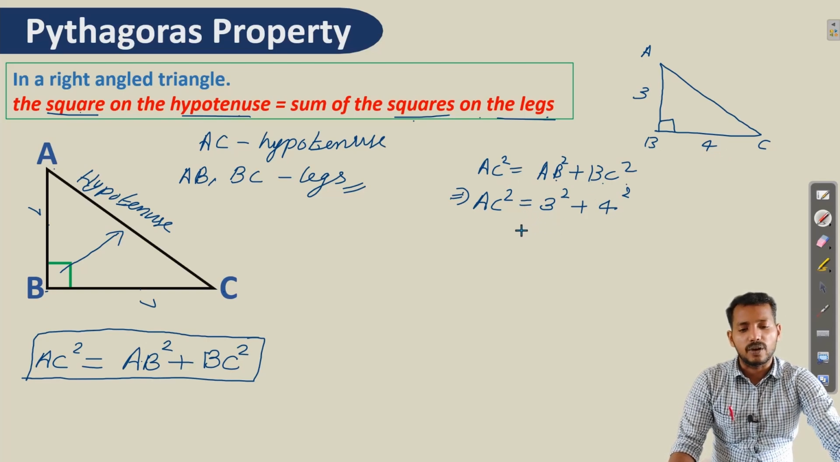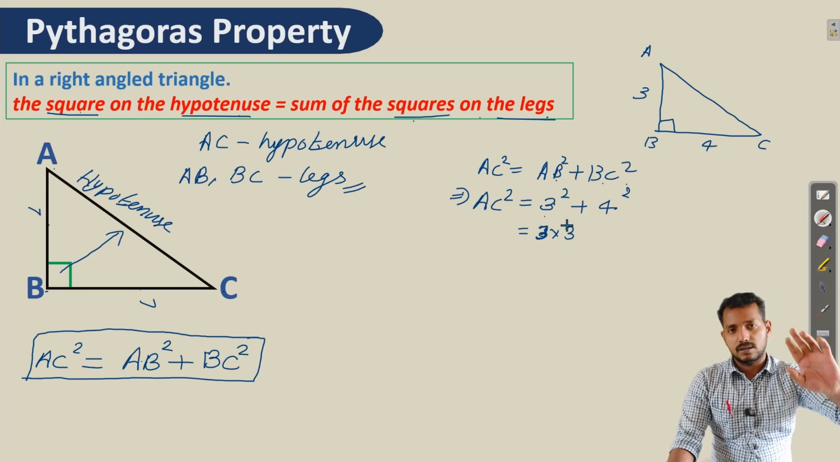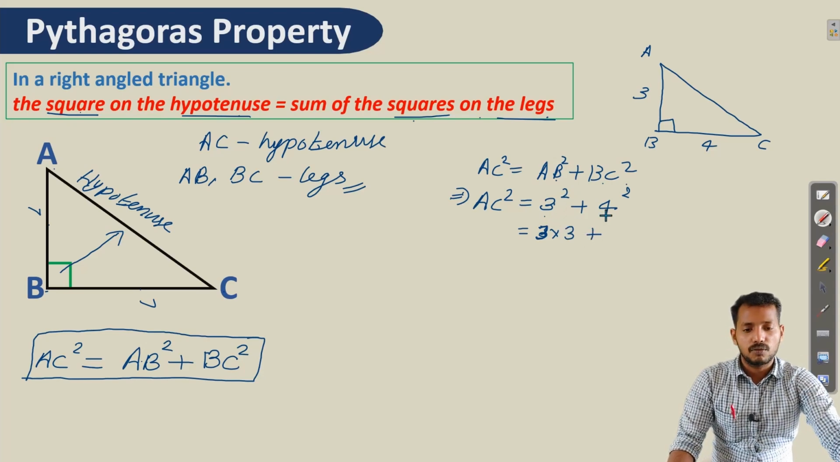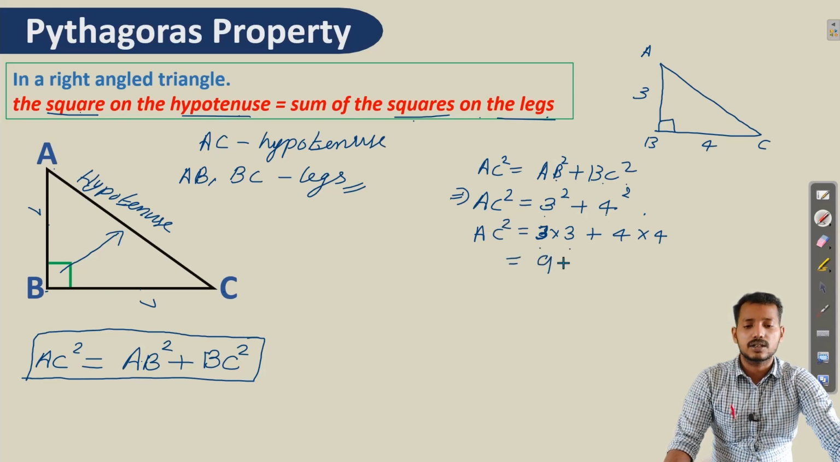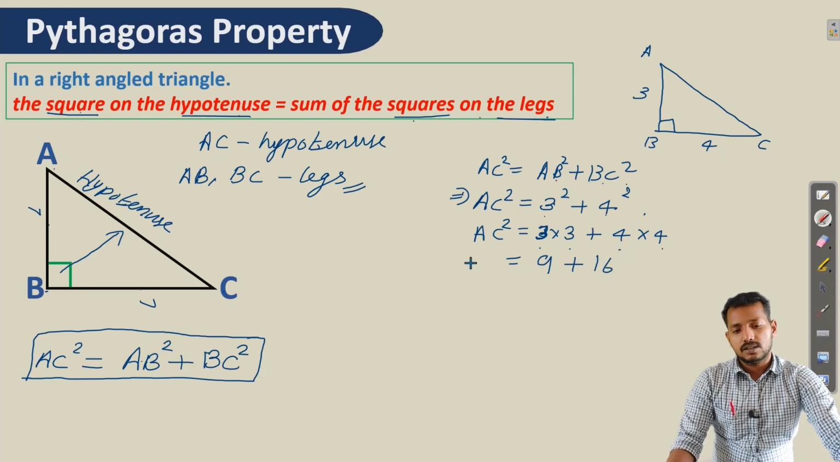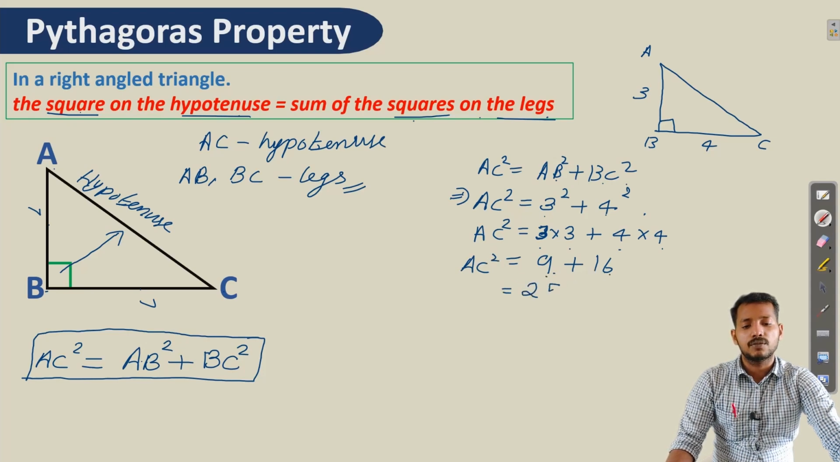What is the meaning of this square? Which is equal to 3 into 3. If anybody has any confusion with the square, 3 square means 3 multiplied by itself, 3 into 3, plus 4 square means 4 multiplied with 4 itself. So AC square we have got, that is equal to 3 into 3 is 9, 3 square is 9, plus 4 into 4 is 16. That is AC square is equal to 9 plus 16 is equal to 25. Am I right? So AC square is equal to 25.